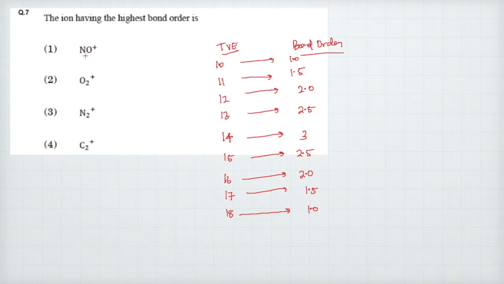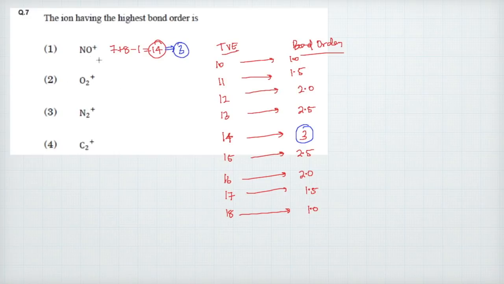Now looking at the options, if I talk about the first one, which is NO plus, so for the total number of electrons, you are going to get 7 electrons from nitrogen, and 8 electrons from oxygen, and plus 1 charge is there, right? So 7 plus 8 and minus 1 for that positive charge. So overall you will get 14, right? So 14 means the bond order for this particular one should be 3.